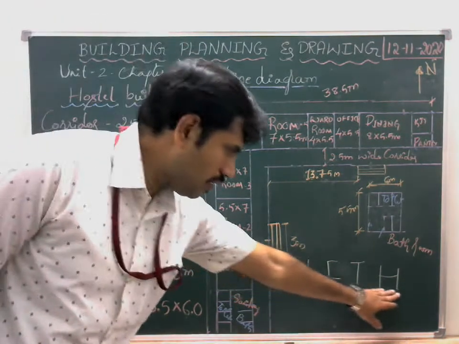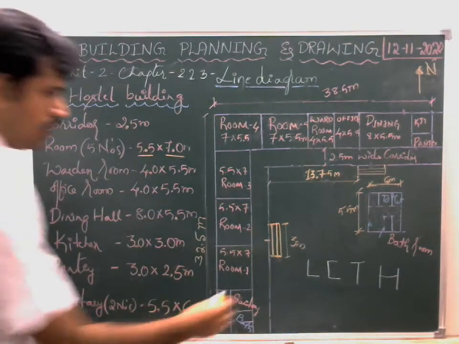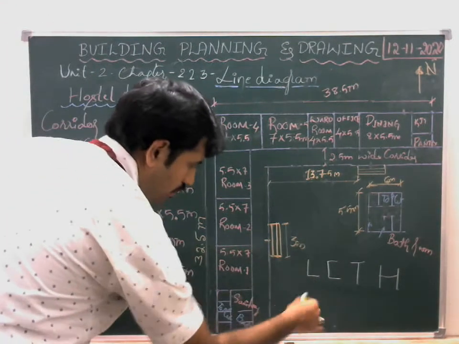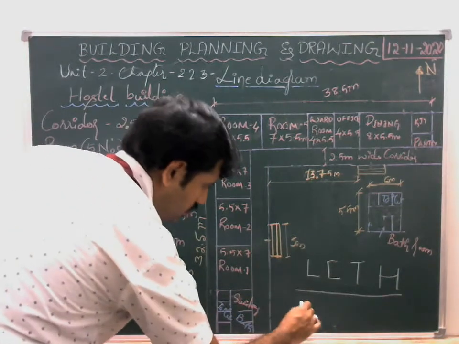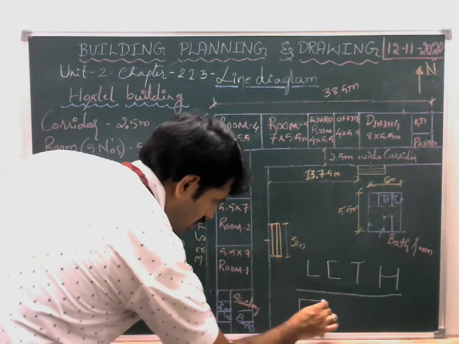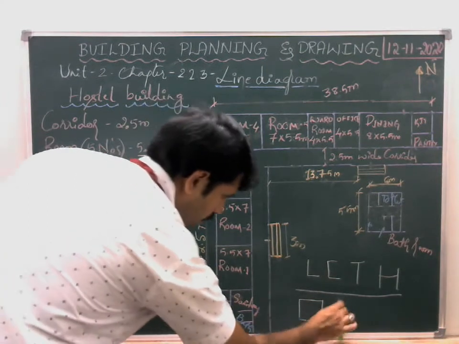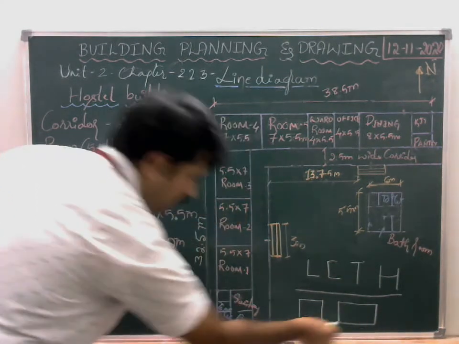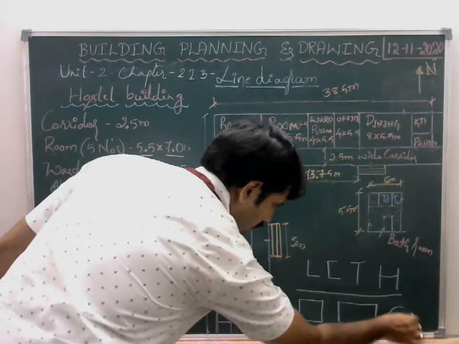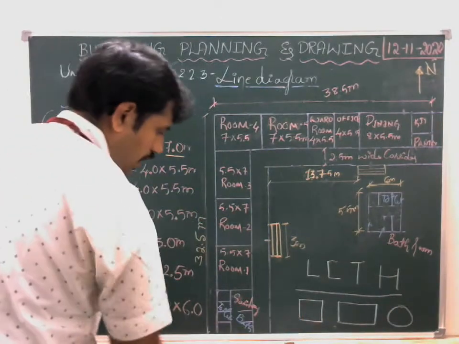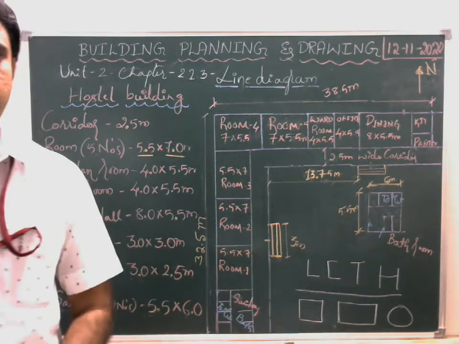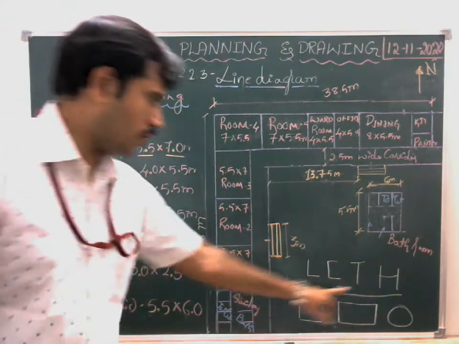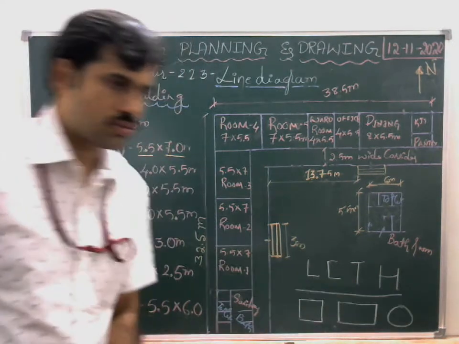So these are the open type buildings or plans. In the other way, we can prepare closed loops like a regular square shape, or a rectangular shape, or a circular shape. There will be different shapes. We can prepare drawings in different shapes. So this will be open and this will be closed loop.